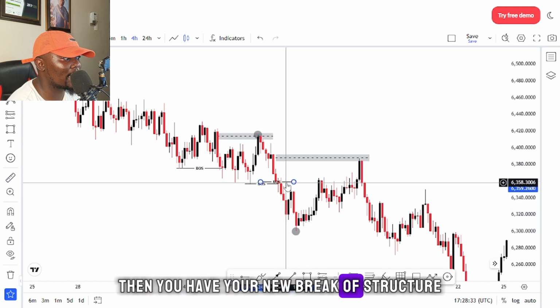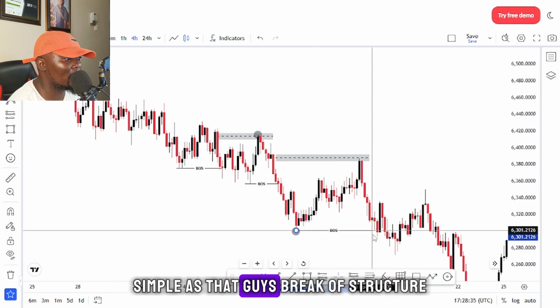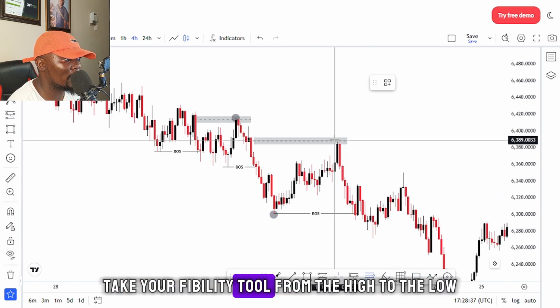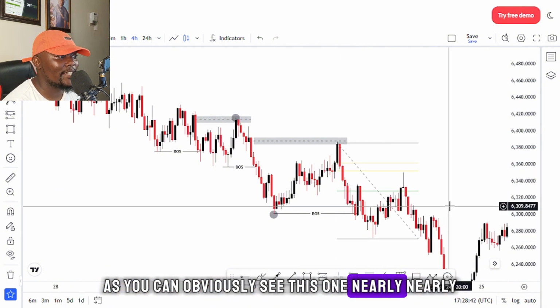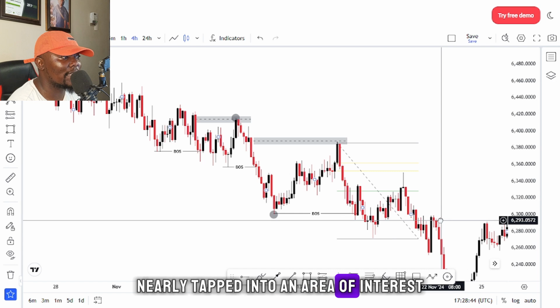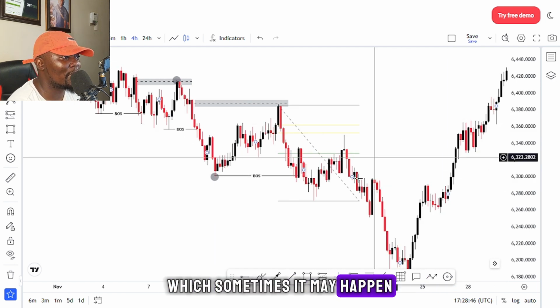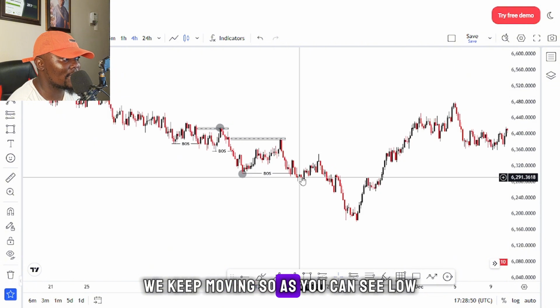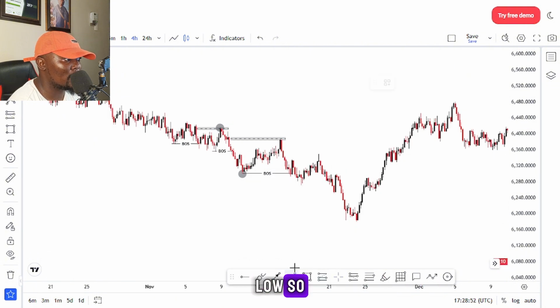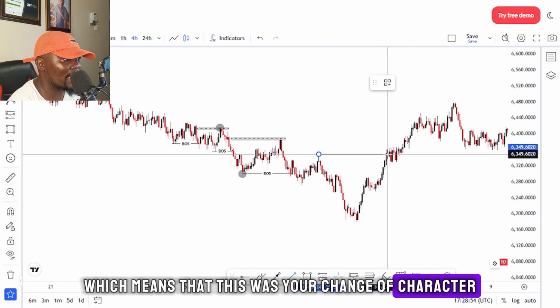Then you have your new break of structure. Simple as that, guys. Break of structure. Take your Fibonacci tool from the high to the low. As you can obviously see, this one nearly tapped into an area of interest, of which sometimes it may happen whereby you miss good entries, but it's okay, guys, we keep moving. So as you can see, lower low, lower high, lower low, which means that this was your change of character around here.